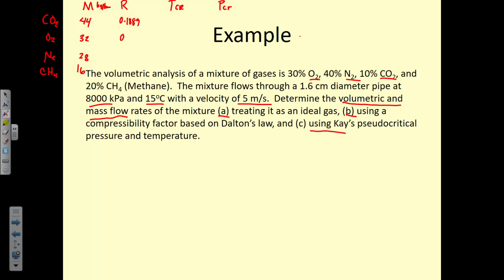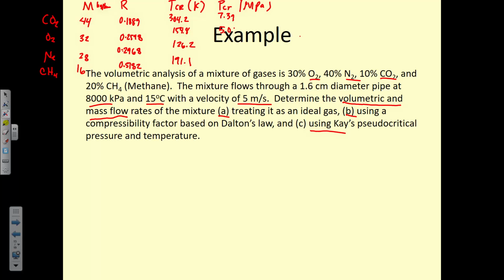R value is 0.1889, 0.2598, 0.2968, and 0.5182. Critical point 304.2, 154.8, 126.2, and 191.1. This is all in Kelvin. And then our critical pressure 7.39. This is all in megapascals.